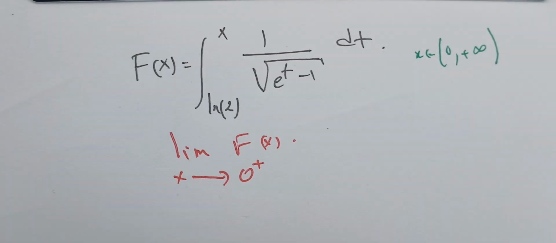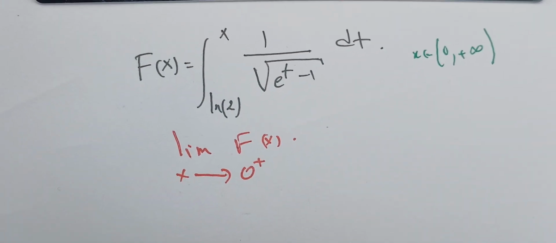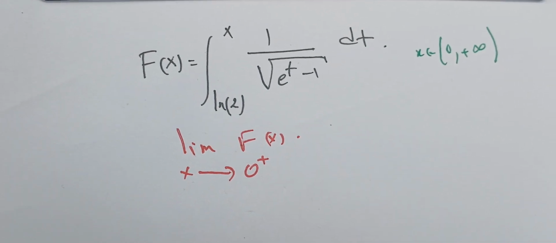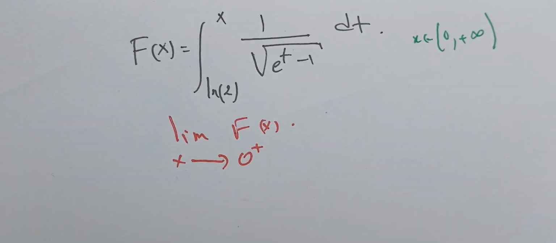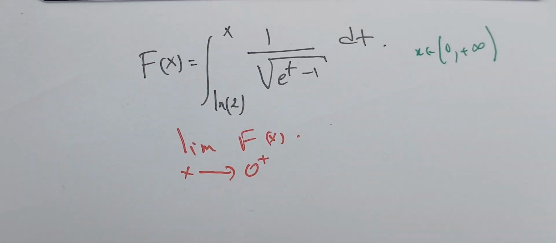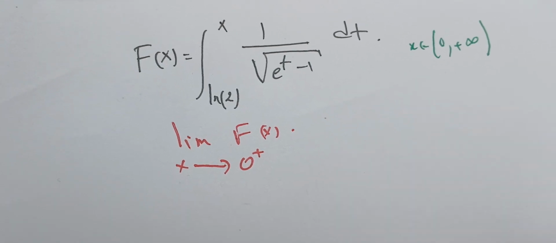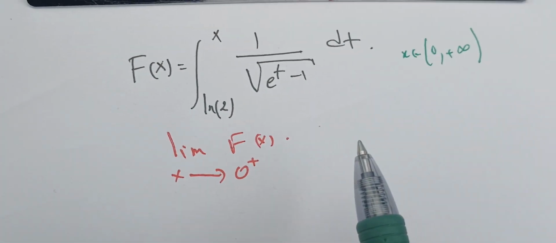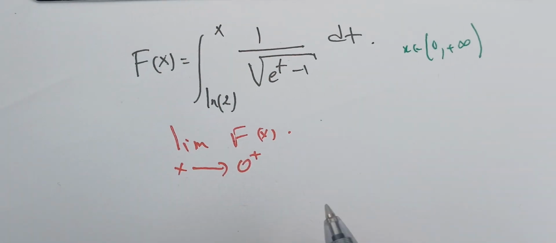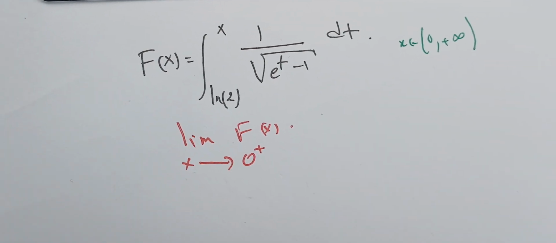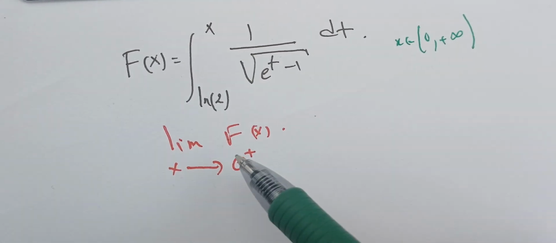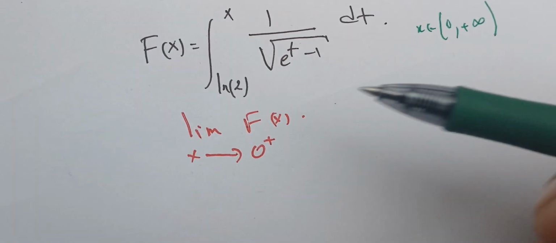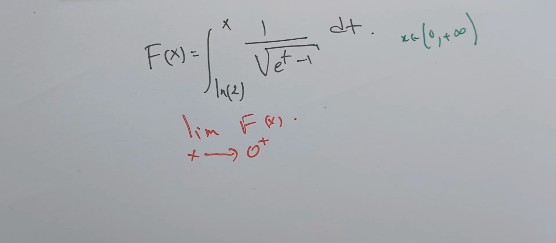We don't want x to be 0 here because we can have another problem in this integral. When x is 0, we're going to have a problem in the definition of the function, and we don't want to have another improper integral. That's why we take the limit. We are looking for the limit of this function as we get closer and closer to 0 from the right.